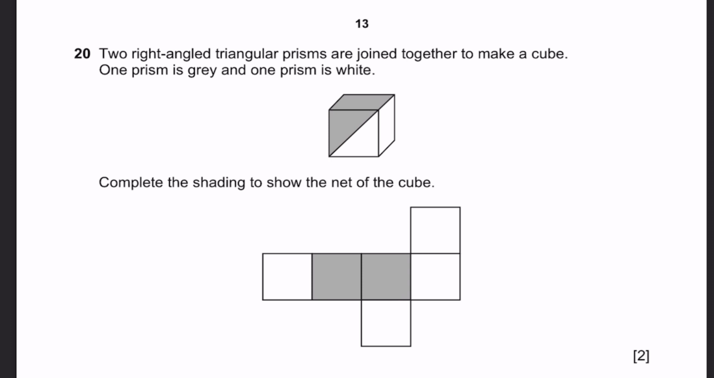Question 20. 2 right-angled triangular prisms are joined together to make a cube, like so. One prism is gray and one is white. Complete the shading to show the net of the cube. So first let's mark the sides. This side is the front side. The one on the back is the back side. I'll mark as BA. And then this one's the right side. The left side is hidden right now. This is the top side, that is T, and the bottom side that is BO, which is hidden.